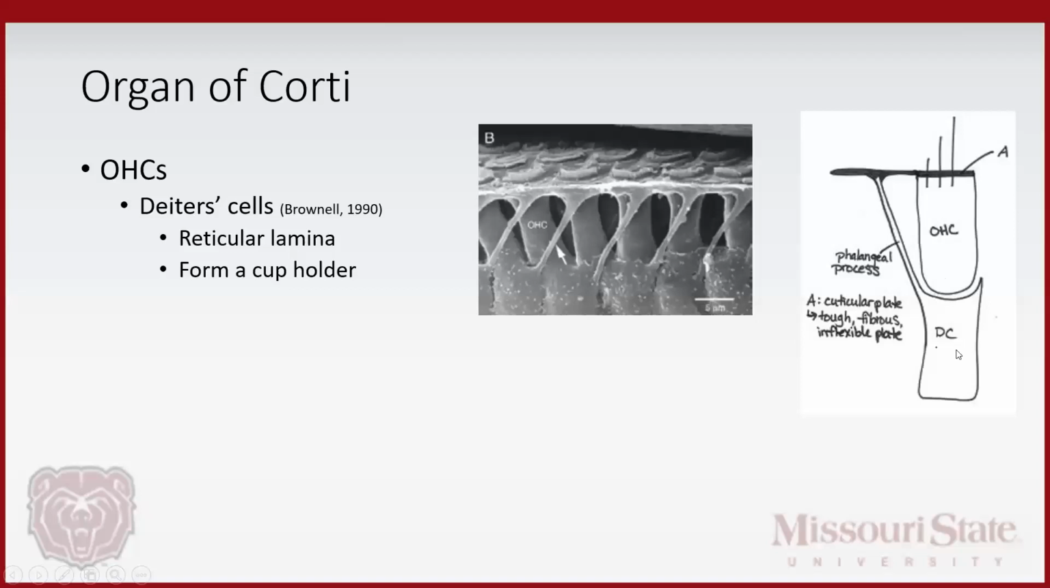Now, the other thing about the Deiters cells is they have those phalangeal processes which extend all the way to the top to help with forming the reticular lamina, which is the important structure that's keeping the charge for the fluid inside the cochlea. The space of Nuel is where the gaps between those hair cells are, which the Corti lymph basically fills.